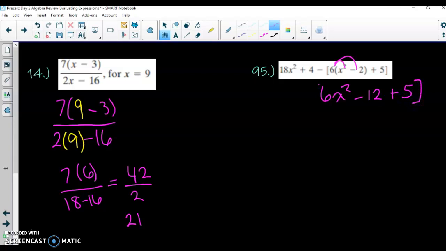Okay, I'm going to put those set of parentheses, which are brackets. And we're going to combine what's inside those brackets first. So what can we combine that's in our brackets? Negative 12 and 5. We leave the 6x squared out in front. Remember I said a negative 12. That's a negative 12 plus 5. That is going to be a negative 7.